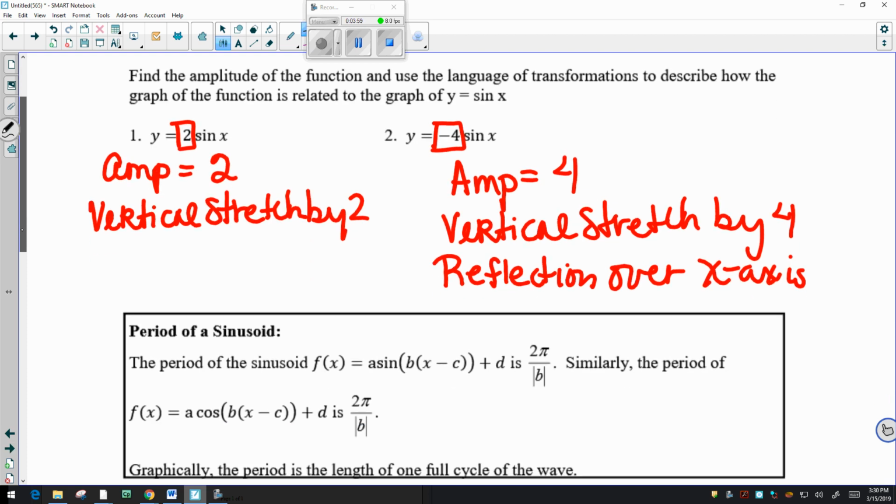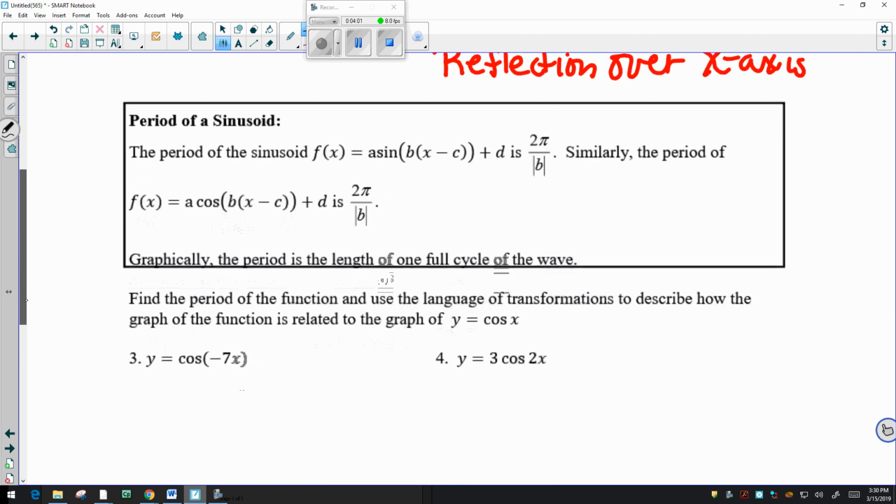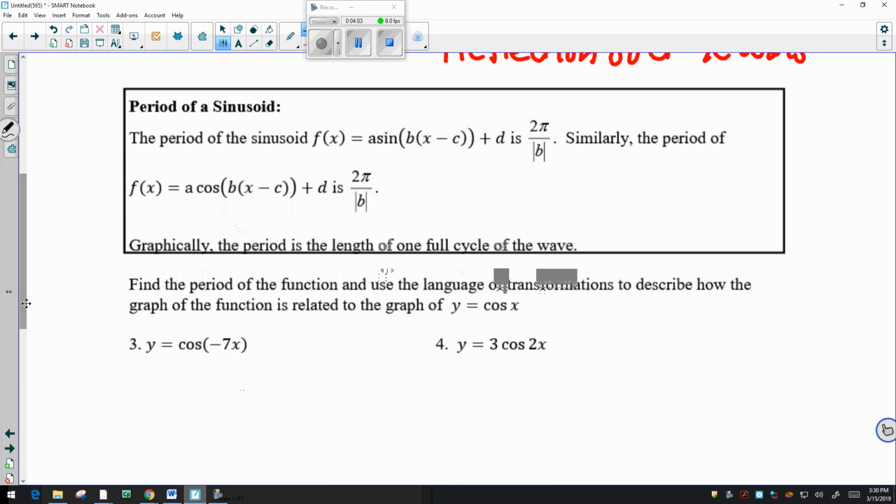Okay, another property that we get with trig functions is what's called the period. The period of the graph is going to be calculated by doing 2 pi divided by the absolute value of b. B going to be the number in front of that x. And the same thing would happen if it was cosine, same location, same formula. Graphically, the period is the length of one full cycle of a wave.